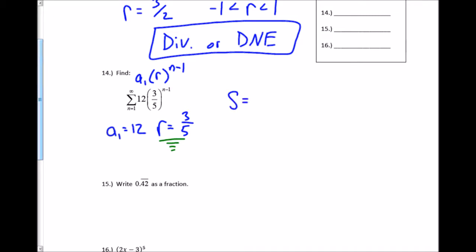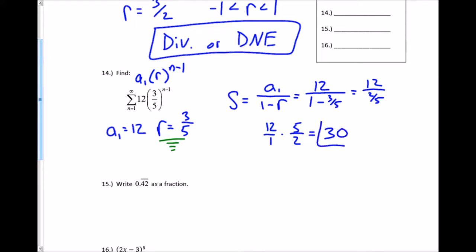So the sum equals a sub 1 over 1 minus r. And I just plug my values in. That's 12 over 1 minus r, which is 3/5. So I've got 12 over 2/5. And remember, dividing by a fraction, that's like 12 over 1. Dividing by a fraction is the same as multiplying by the reciprocal. That's like multiplying by 5 over 2. So that's going to give me 30. And that's it. So when I add this infinite number of numbers together, it gives me 30. Okay?